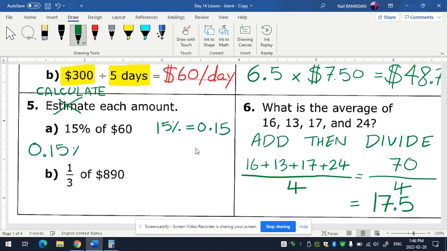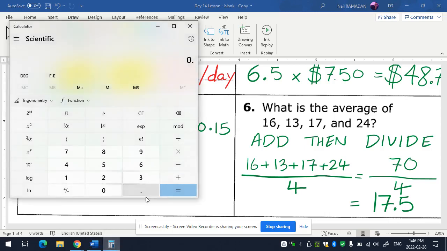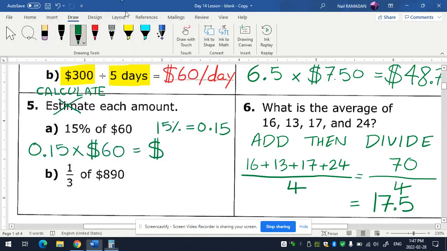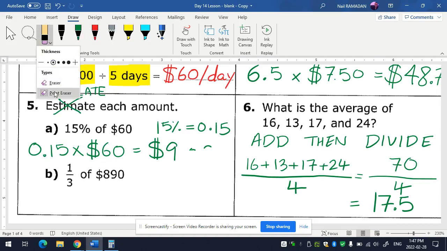0.15 times 60, it's a dollar amount, so I'm going to write dollars, equals, what's 15 times 60? That would be exactly $9. Yes, because 15% of 60, 0.15 times 60, yep, $9. Since it's 9, there's no need to write 9.00. It's just 9. Some other teachers always insist on seeing the decimals or the cents, not me.